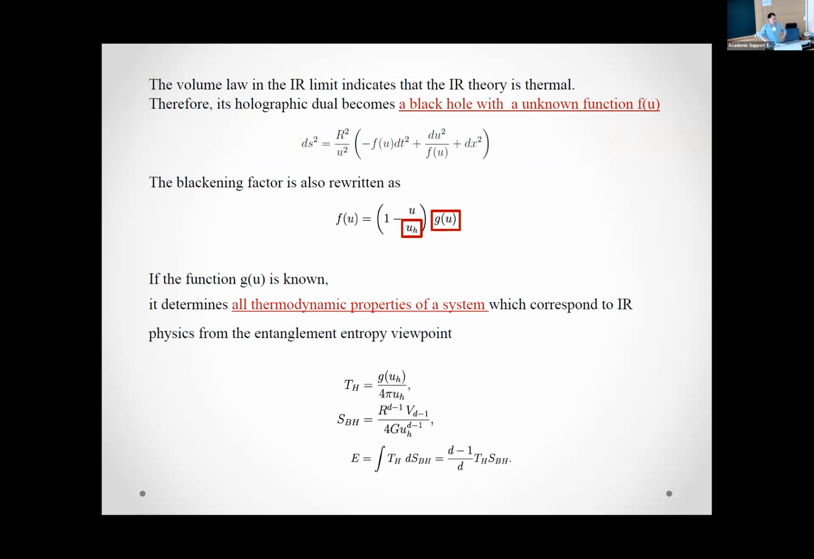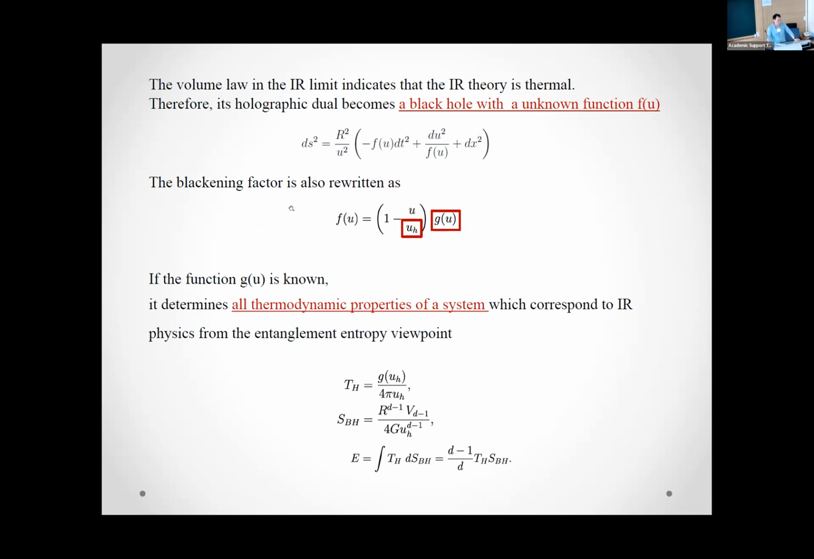Then we want to reconstruct the dual geometry. The existence of the thermodynamic limit indicates that the dual geometry should be of black hole type, right? So we expect that the dual geometry of such theories is a black hole. We consider a general black hole metric, but in this case f is not determined yet. It should be determined from the quantum field theory or entanglement entropy data.